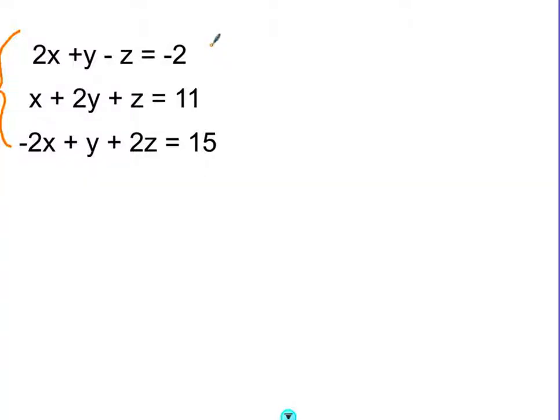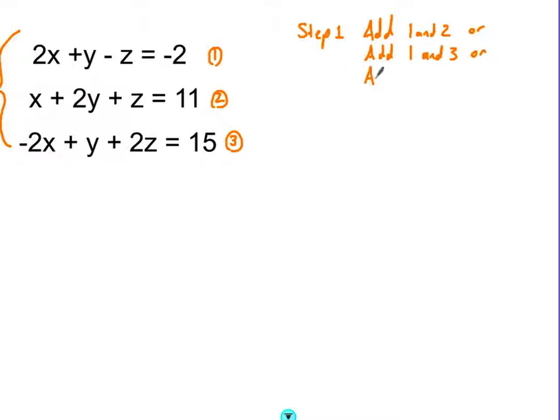In this video, I'm going to show you how to solve a system of 3 equations with 3 variables using elimination. So here are my 3 equations. This is equation 1, equation 2, and equation 3. So step 1 is to add 1 and 2, or add 1 and 3, or add 2 and 3.